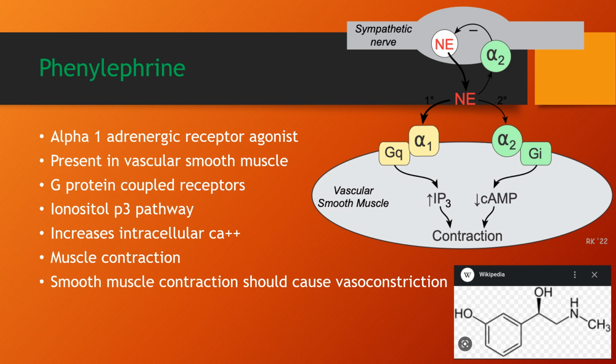Norepinephrine is the actual natural alpha 1 stimulator, sorry, agonist. Instead of norepinephrine, we use other drugs to stimulate the inositol triphosphate pathway and cause contraction.